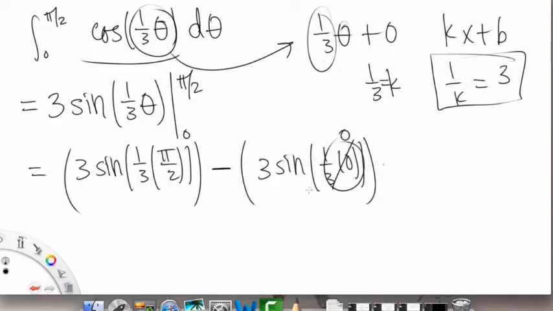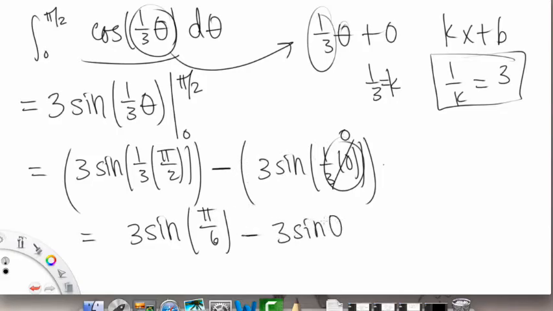All right, as we continue here, we have 3 times sine of pi over 6, since the 3 on the bottom times the 2 makes a 6, and then minus 3 times sine 0. And sine at 0 is just a 0, so we don't have to worry about that term at all. We just have to worry about this sine of pi over 6. Sine at pi over 6 is equal to 1/2. So our final answer is going to be a positive 3 over 2.